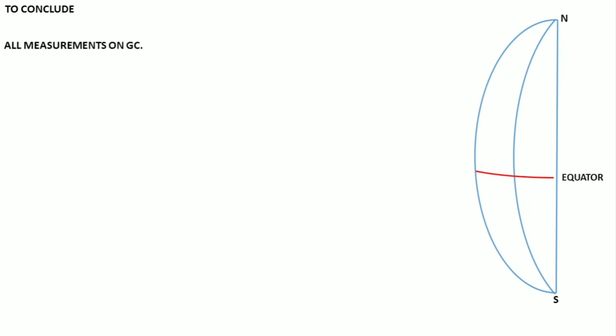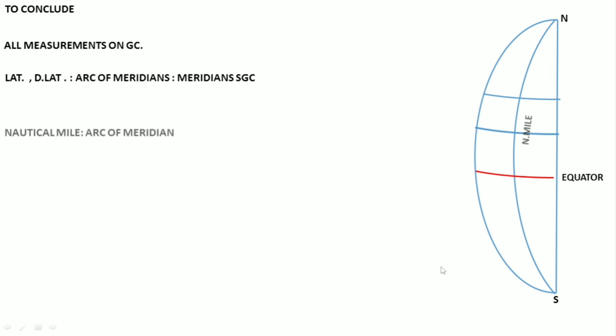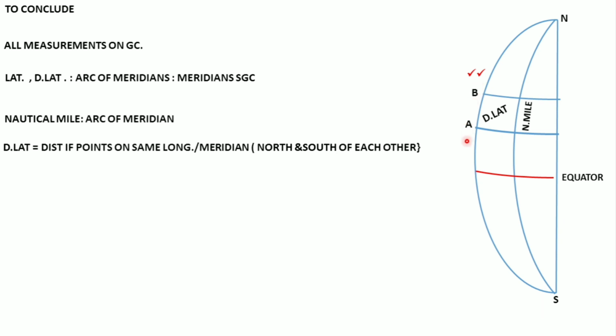So just to conclude here, we are doing all our measurements along the great circles, let it be longitudes, latitudes, and now even nautical miles. Meridians are part of a great circle. So we are measuring latitudes and d lat along the meridian. Now if there are 2 points A and B on the same meridian, in other words, if I just said A and B are north or south of each other, that implies that the 2 points are on the same meridian. The d lat can be taken as distance by the definition of nautical miles, which is the arc of the meridian.